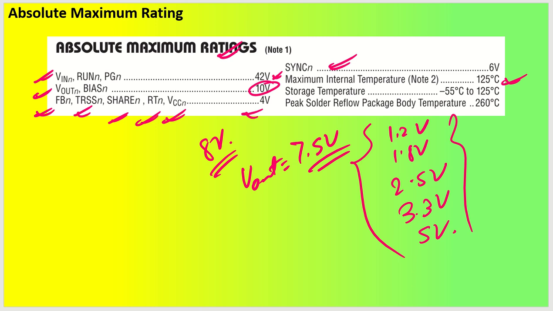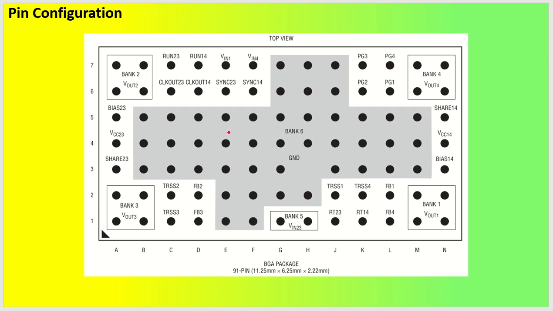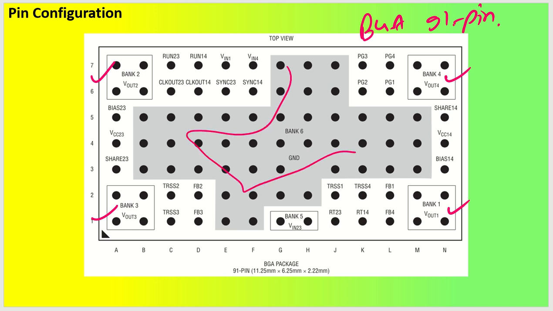Coming back to the pin configuration. This is a BGA package with 91 pin configuration. As you can see, this has been organized bank wise. So let us say bank 1 with V output 1, then bank 2 with V output 2, then bank 3 V output 3, and similar to that bank 4 V output 4. The middle one, as you can see, the dark area, is actually bank 6, which is going to be ground.